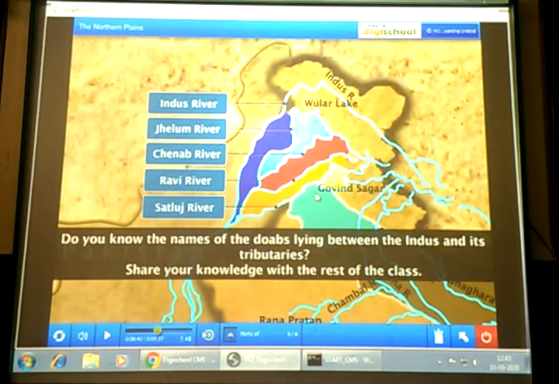Do you know the names of the doabs lying between the Indus and its tributaries? Share your knowledge with the rest of the class. Click the Continue button to proceed.